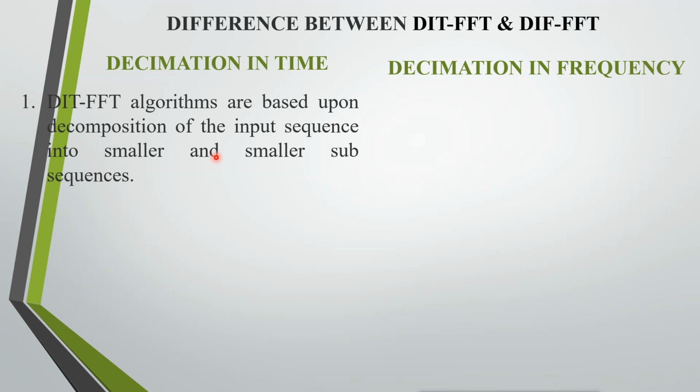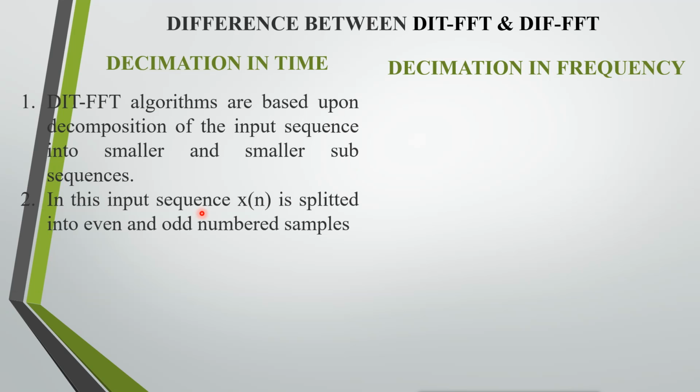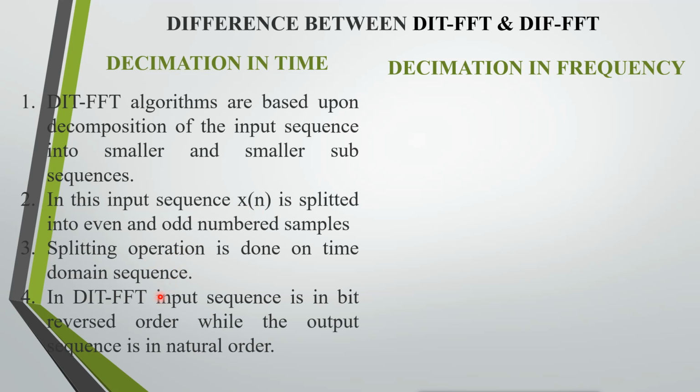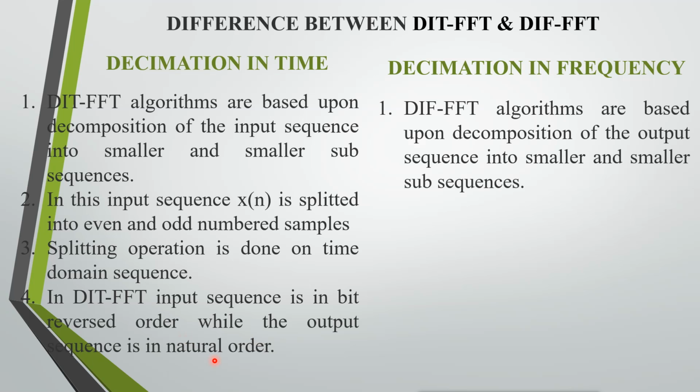First, we talk about decimation in time. First point, the DIT FFT algorithm is based upon decomposition of the input sequence into smaller and smaller subsequences. Second point, the input sequence x of n is split into even and odd numbered samples. Third, the splitting operation is done on the time domain sequence. Finally, in DIT FFT, the input sequence is in bit reverse order, while the output sequence is in the natural order.